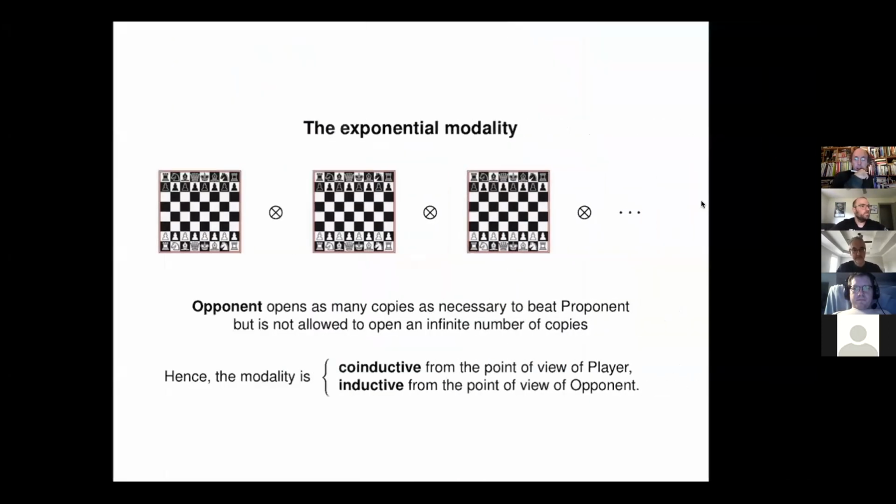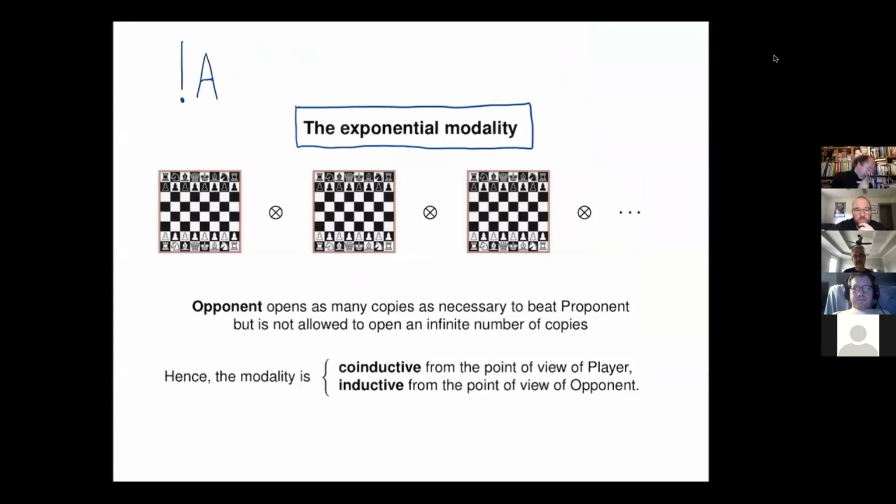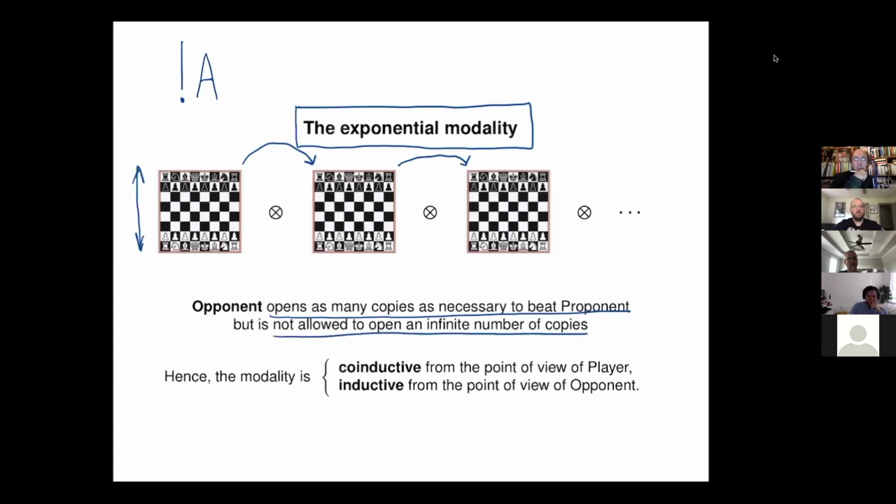And it gets even more interesting when we include the exponential modality of linear logic. The idea is that if I have a game, I can define the game bang of A. And that game is defined in this way. It's a game where opponent can open as many copies as necessary to beat proponent. So we start to play on that board, but at some point, opponent feels threatened. So opponent will say, I will open a new copy. And then maybe at some point, another copy. The only limit is that opponent is not allowed to open an infinite number of copies. So it should be finite.